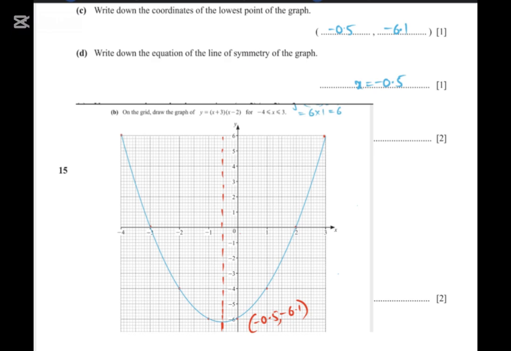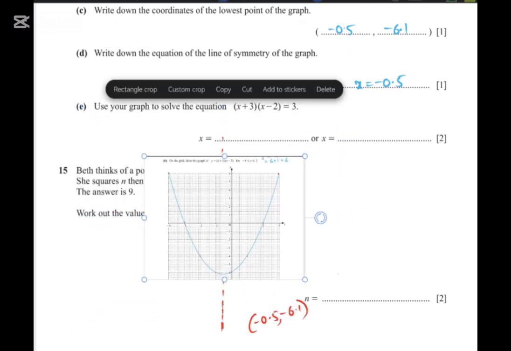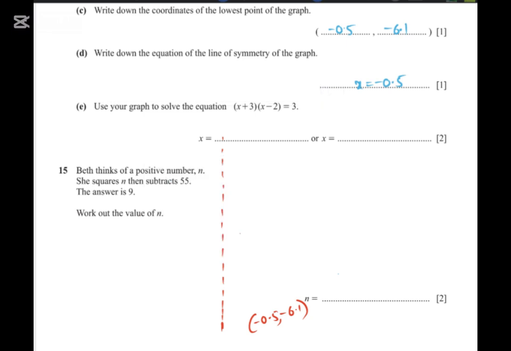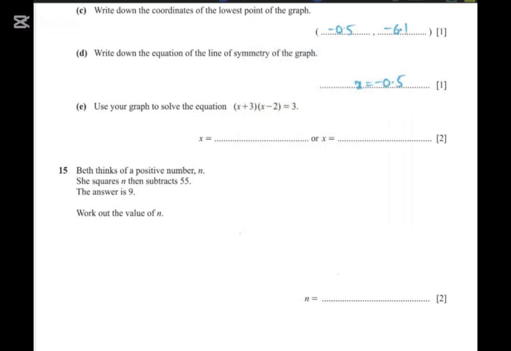Now let me find out the next question's answer. I will delete this. Use the graph to solve the equation (x + 3)(x - 2) = 3. Now this is the equation we have to use. So let us first find out.